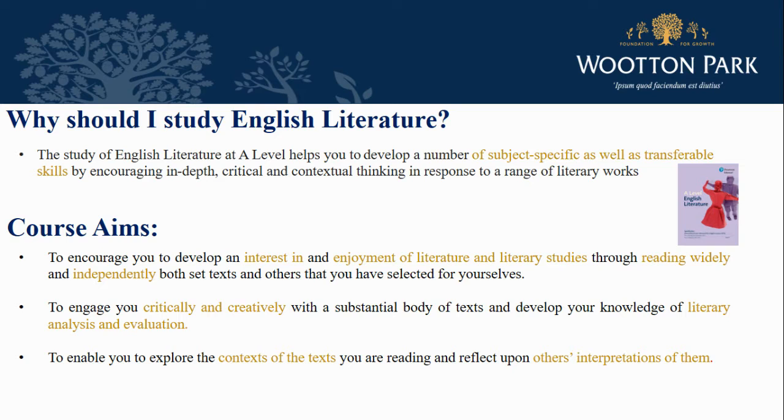The A-level in English Literature helps you to develop a number of subject-specific as well as transferable skills. And we try to encourage the development of in-depth, critical and contextual thinking in response to a range of literary works. The A-level in English Literature has three core aims. The first is to encourage you to develop an interest in and enjoyment of literature and literary studies, and to read widely and independently, both the texts that are set as part of the specification, but also wider reading, which you are encouraged to do by your teachers.